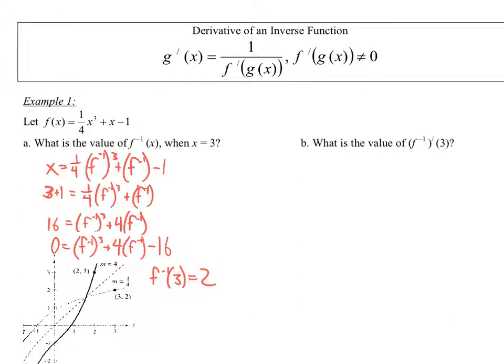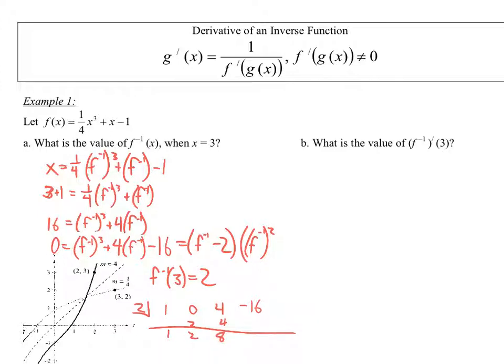But how do you find it? You could use the rational zero test at this point. Look at the factors of 16 and do synthetic division. In fact, if I did that, I would have f inverse minus 2 times f inverse squared. Let's see, if I have 1, 0, 4, negative 16, and I'm going by 2, I'd have 1, 2, 8, 16, 0, so that would be squared plus 2 times f inverse plus 8.